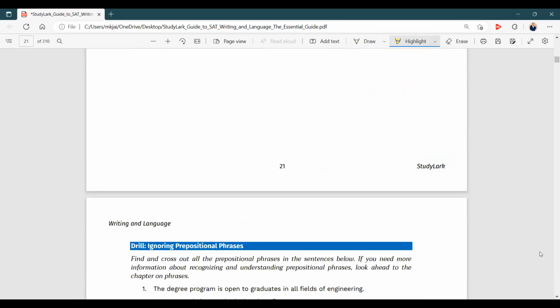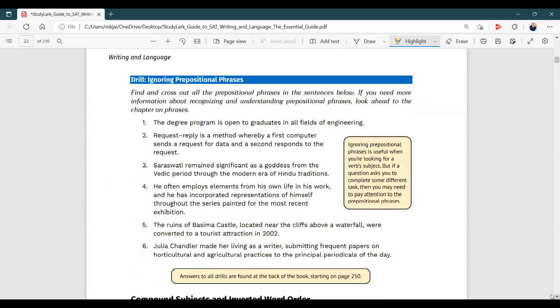So what am I going to do? Let's have a look. Here, what do we need? We need to find and cross out all the prepositional phrases in the sentences below. This way, what's left? I'm left with the subject.